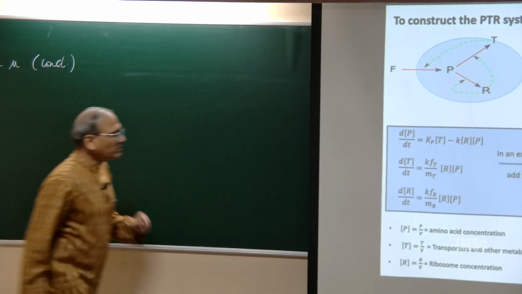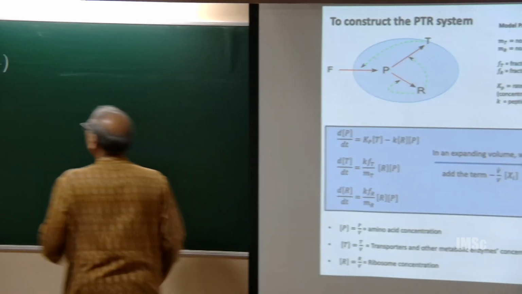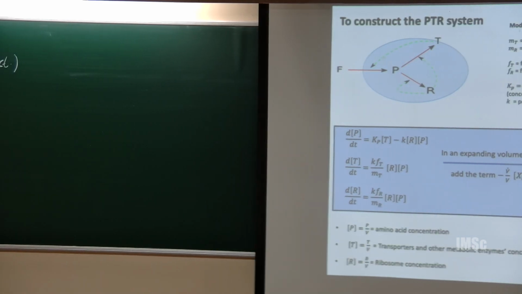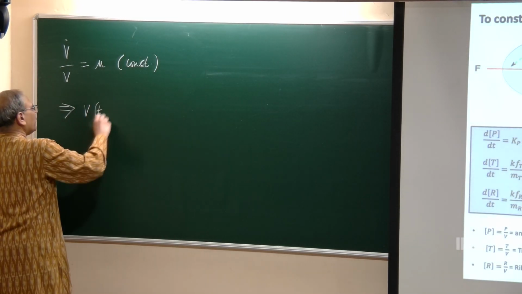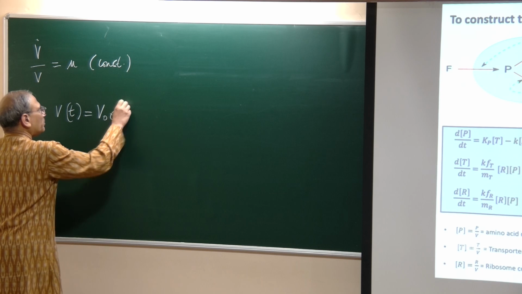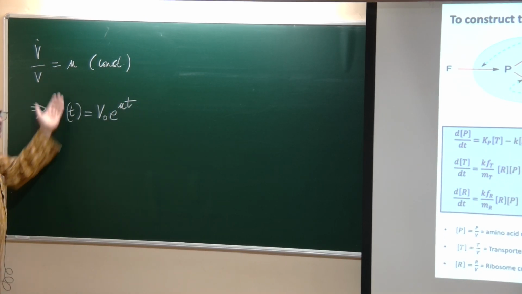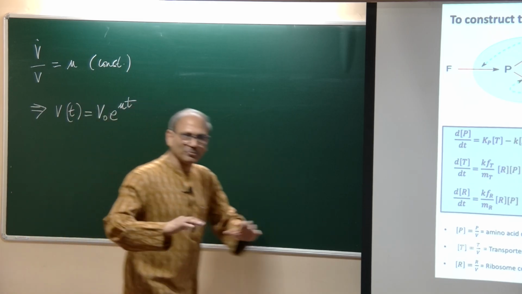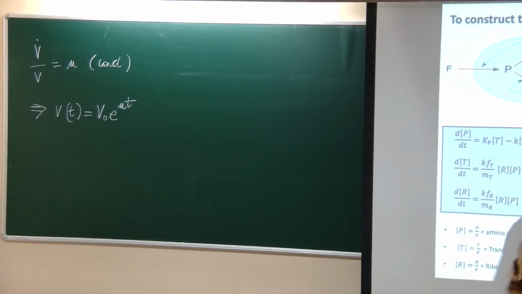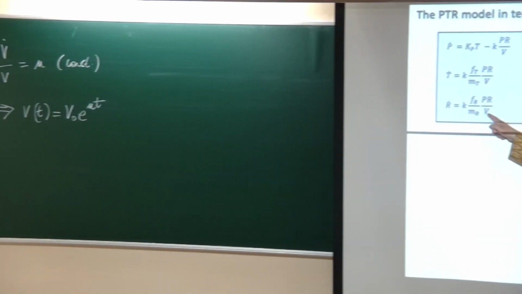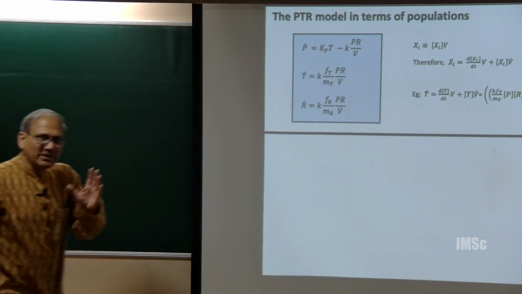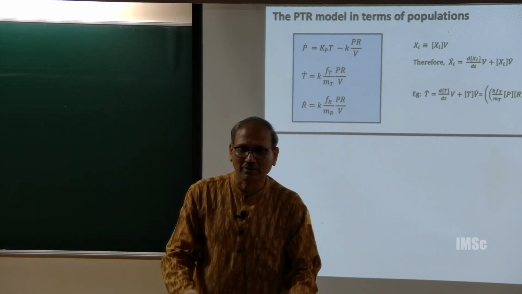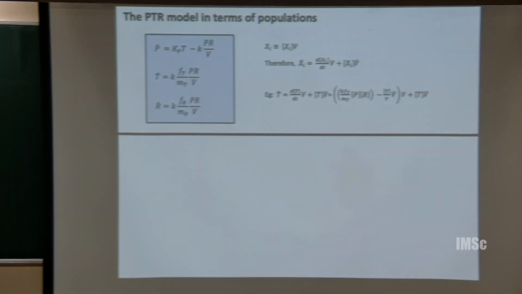Alternatively, if V dot by V is equal to mu, a constant, this is tantamount to saying that V of t is some constant V naught times e to the mu t. This assumption and that assumption are exactly the same; you can derive one from the other. So that amounts to declaring that this V is given by exactly this function. These are the assumptions, and this is how, for example, Terence et al. also solve their models.